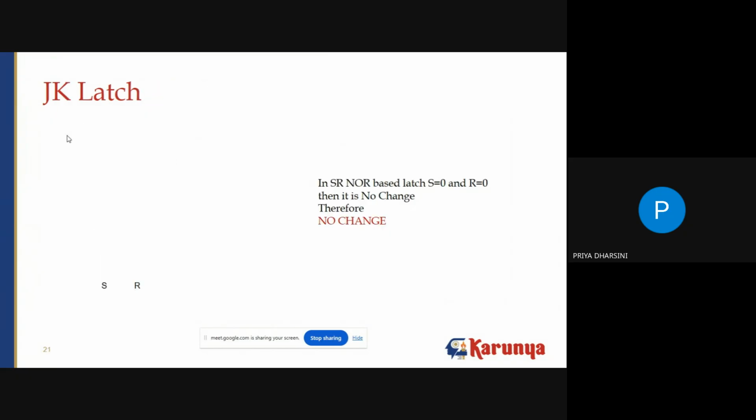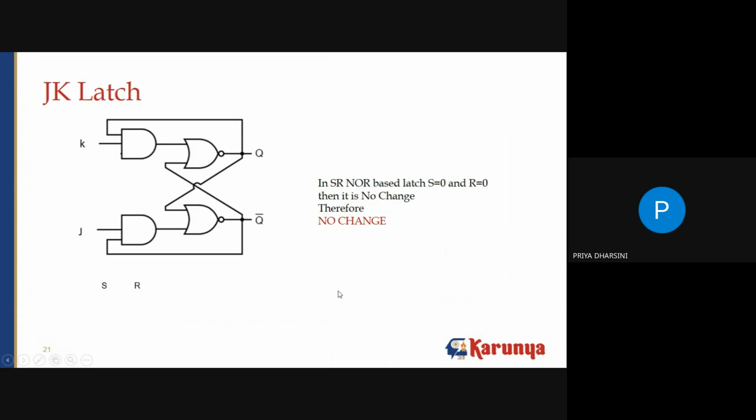So now it's JK Latch. So here in the JK Latch again, this is a latch where you have two inputs. One of the inputs is J and the other one is K. Usually a JK latch will be constructed over an SR latch, because the SR latch is the most widely used latch. In this case we have taken the example of an SR using a NOR based latch.